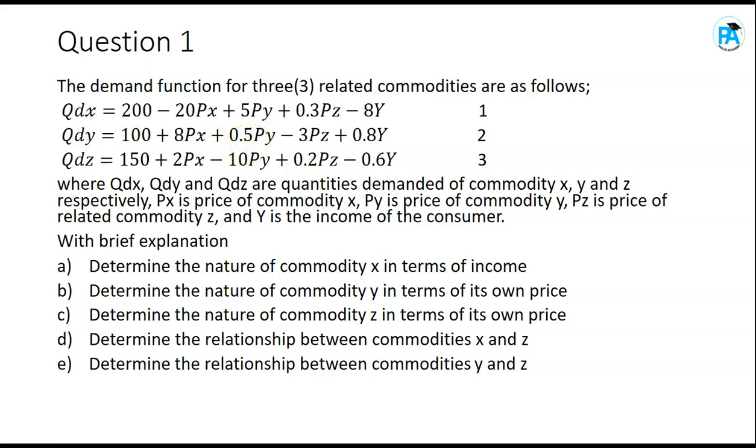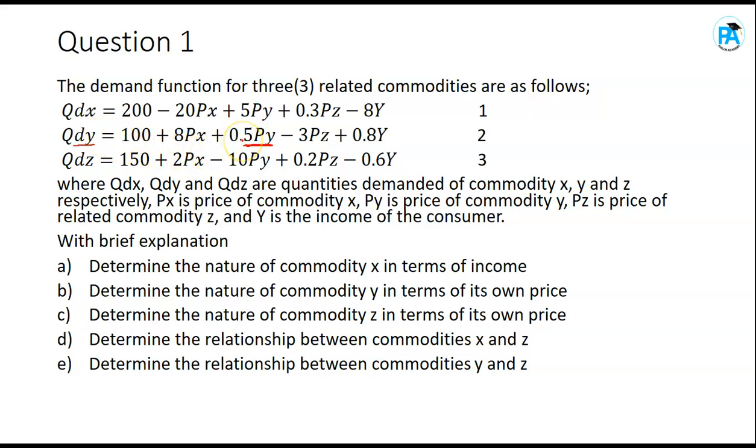Look at commodity Y. Look at quantity demand of commodity Y and look at price of commodity Y, its own price. What is the relationship between them? The relationship between them is positive. So it does not respect the law of demand. Since the relationship between them is positive, you say it's a Giffen good. So you explain what Giffen goods are: that when the price of Y increases, quantity demand of Y also increases.